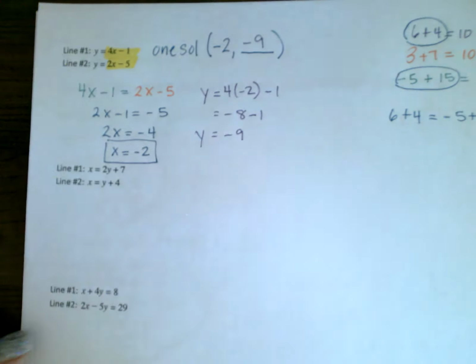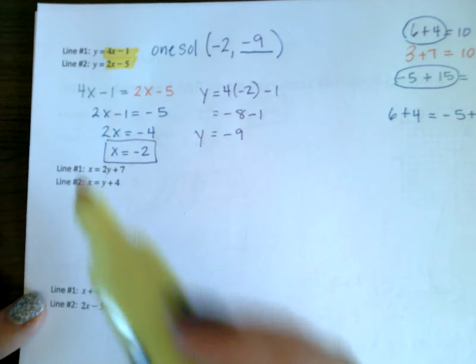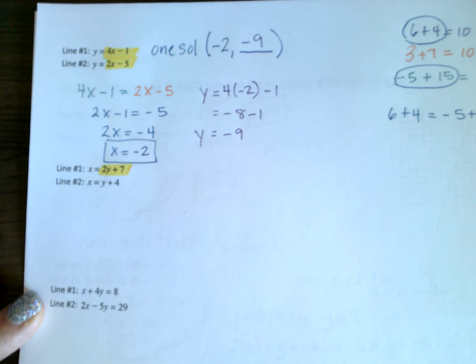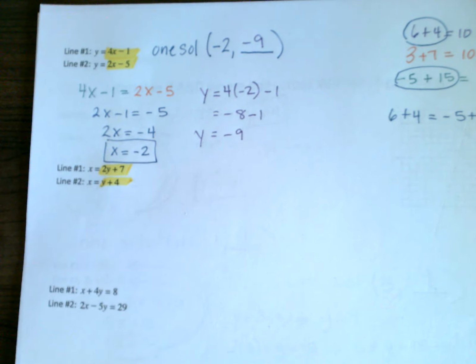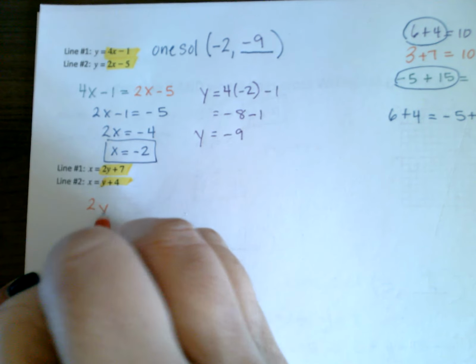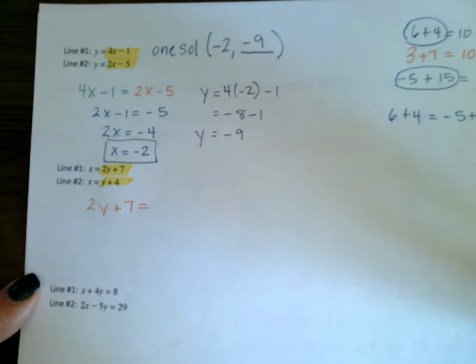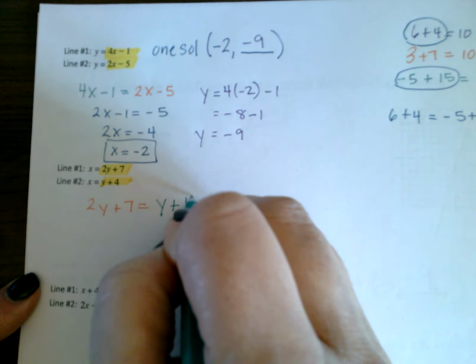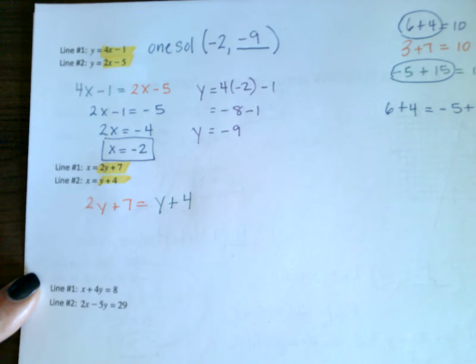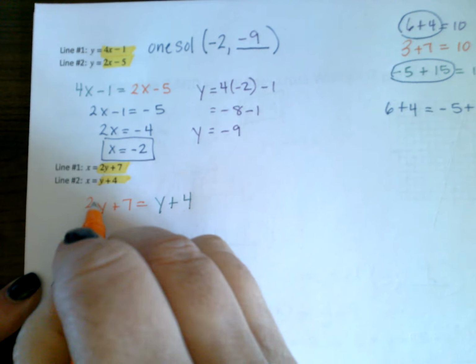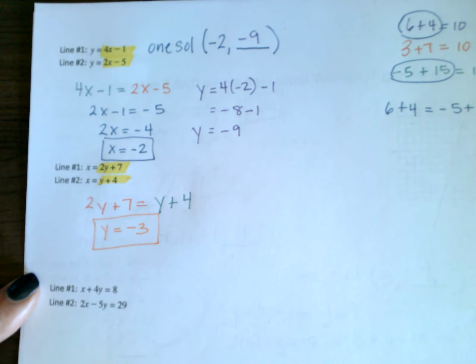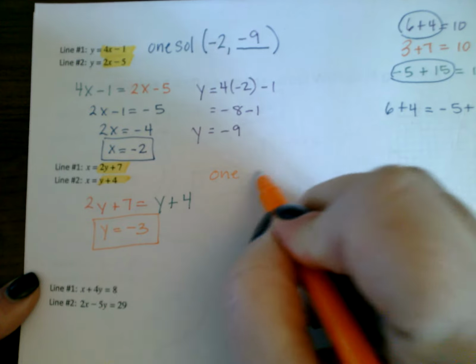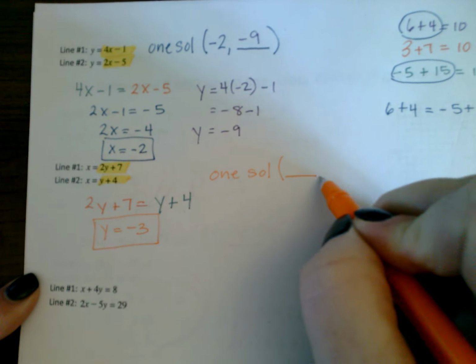Okay, when I look at question number 2, I notice x equals all of this. And then when I look at this, I notice x equals all of that. So the same sort of idea. I'll take the first equation, which equals x, set it equal to the second equation, which equals x, and simplify. So I'll bring my y's that way. I'll bring my 7 there. And now I have y equals negative 3. So I have one solution.